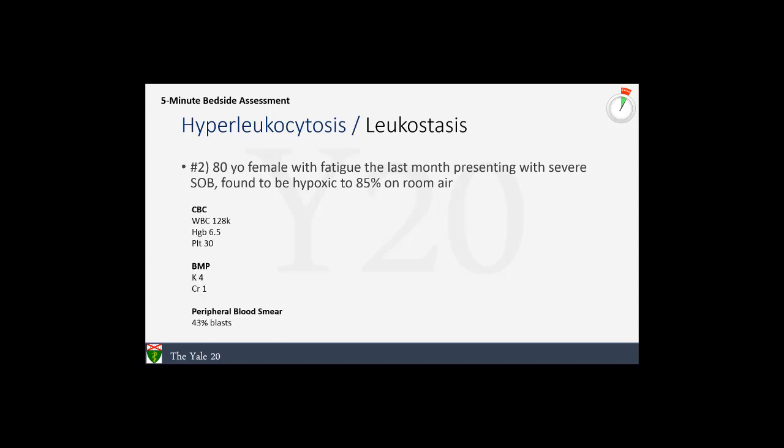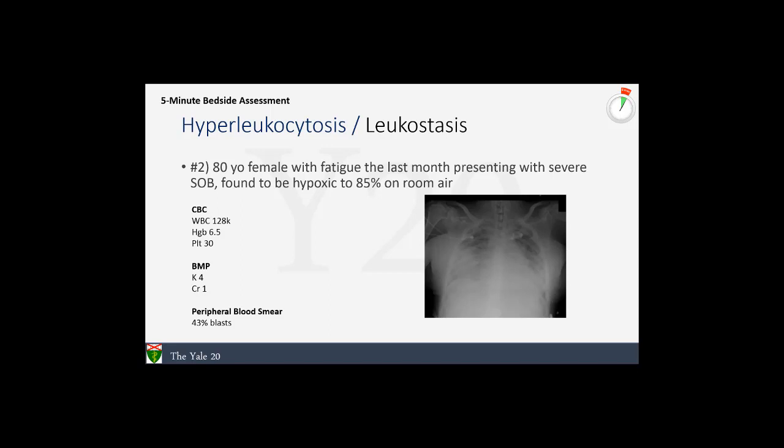Labs that you want to look at and know: she presents with a WBC of 128,000, hemoglobin is 6.5, platelets are 30. For her BNP, her K is 4 and her creatinine is 1, which is her baseline. When you look at the peripheral blood smear, you see that there's 43% blasts. And then when you get a chest x-ray, it looks like this.